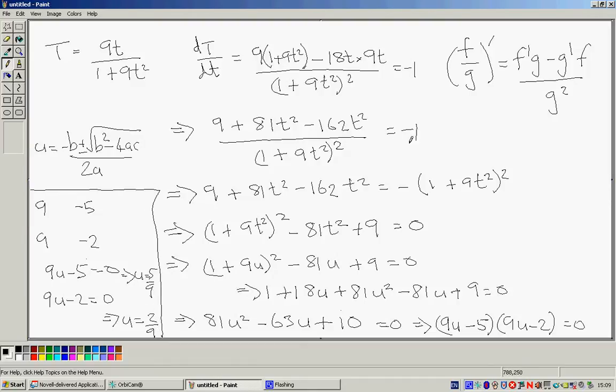And from our substitution, we said that u is equal to t squared, and that tells us that t is just the square root of u. So in this case, the corresponding value of t would be the square root of 5 upon 9, and the other one the square root of 2 upon 9.